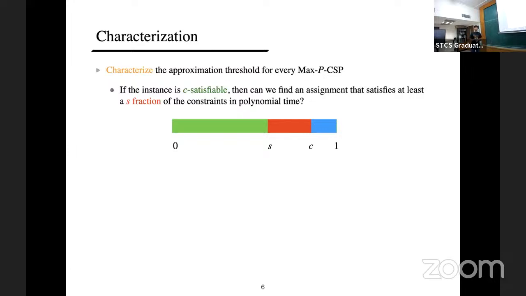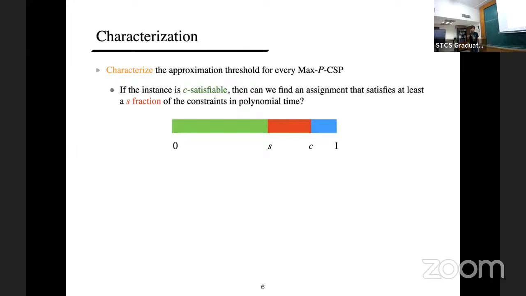And then you can talk about whether you can find a satisfying assignment in polynomial time, or whether you can find the optimal assignment in polynomial time, or whether you can find some assignment which is close to the optimal assignment. By characterization of this approximation threshold, I mean that if you are given an instance which is c-satisfiable, and c is at least s, then can we find an assignment that satisfies at least s fraction of the constraints? So this is a weaker goal.